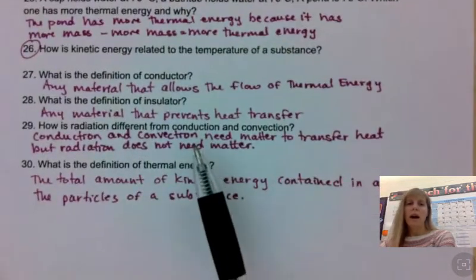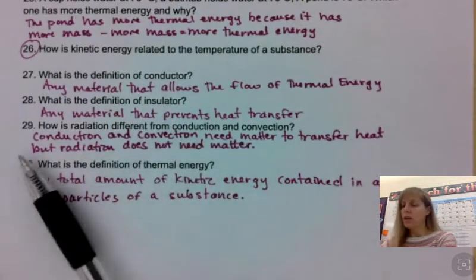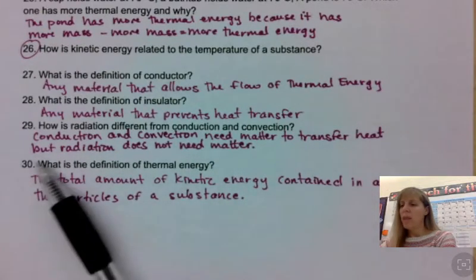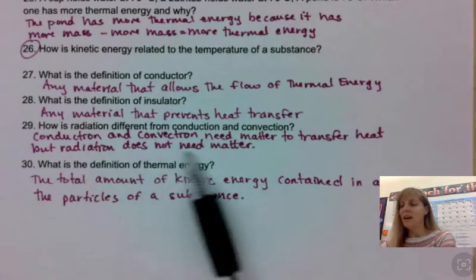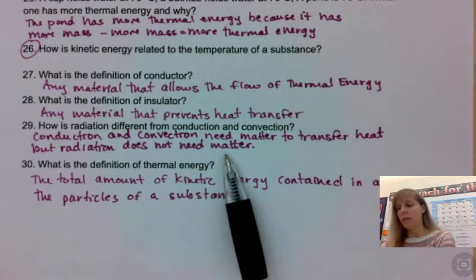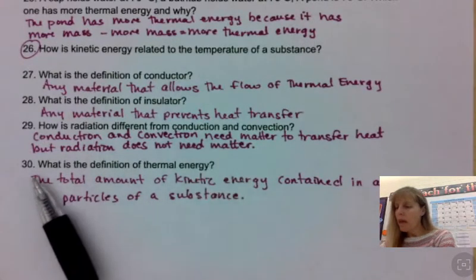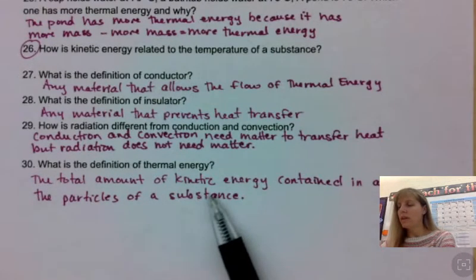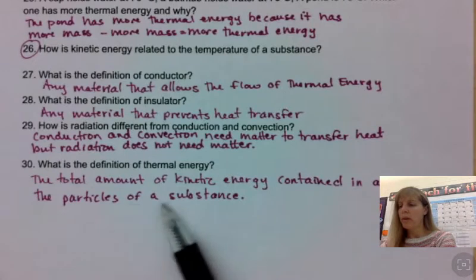29, how is radiation different from conduction and convection? Conduction and convection need matter to transfer heat, but radiation does not need matter. It doesn't need matter to travel from one place to the other. Number 30, the definition of thermal energy is the total amount of kinetic energy contained in all the particles of a substance.